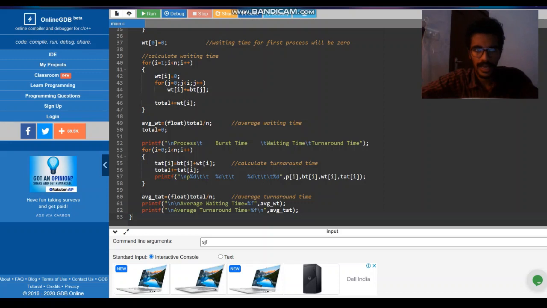And here for the average wait, you're finding float of total by n, and then you're printing the process, how it should come and all that. This is my SJF program, and then you're taking the average turnaround time, and it's getting stored and printed. The average turnaround time and the waiting time are all going to get printed. So I'm just going to run the program.